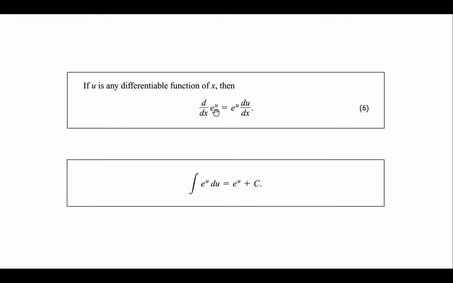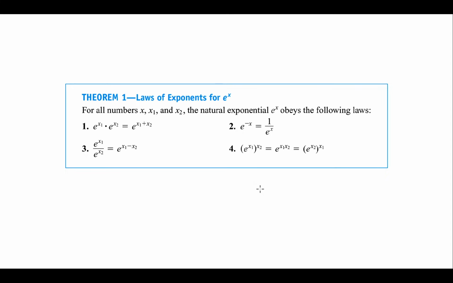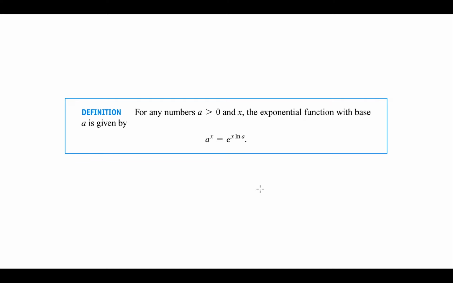The derivative of the exponential function e to the power u is e to the power u times the derivative of u with respect to x. So by using that fact, we can find the integration of e to the power u is e to the power u plus some constant. These are some properties of the exponential function, and then this is the relation between the exponential and logarithmic function with the base a.